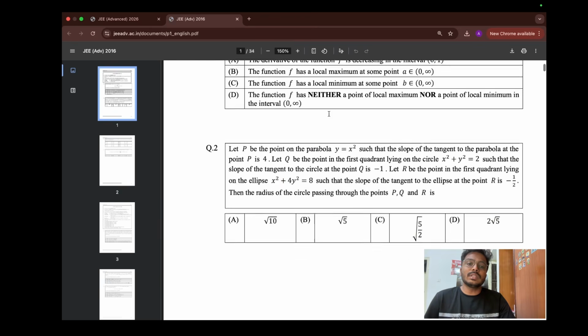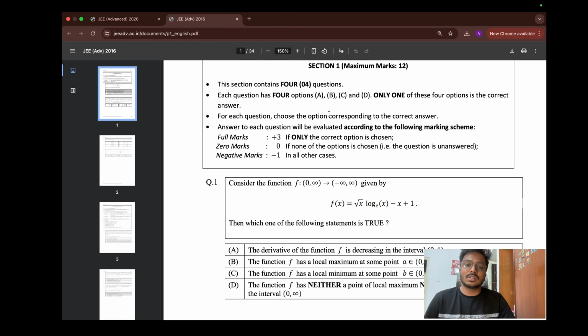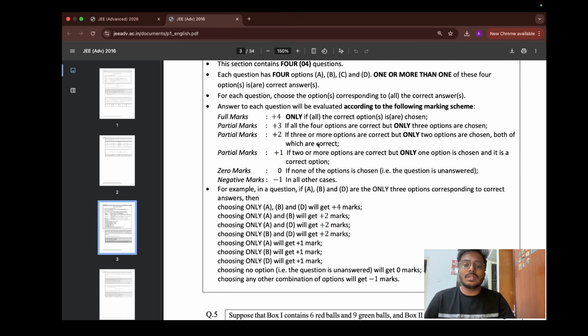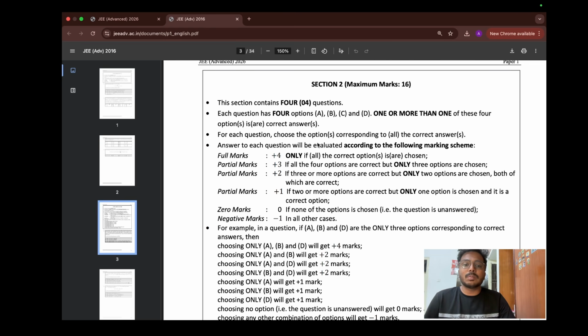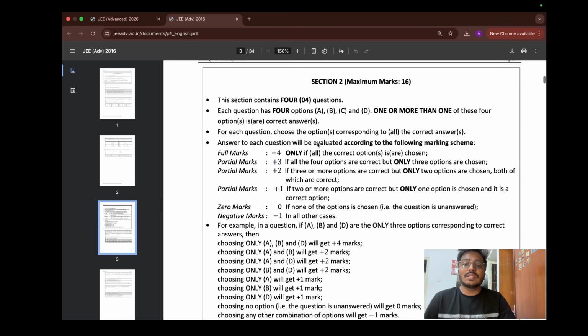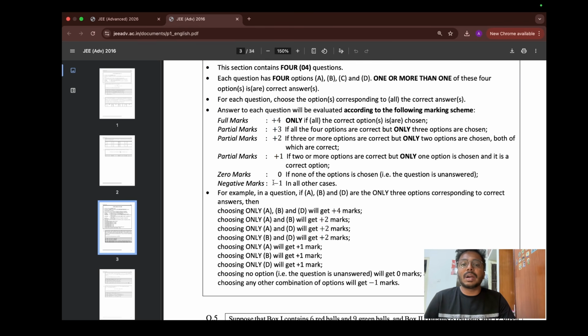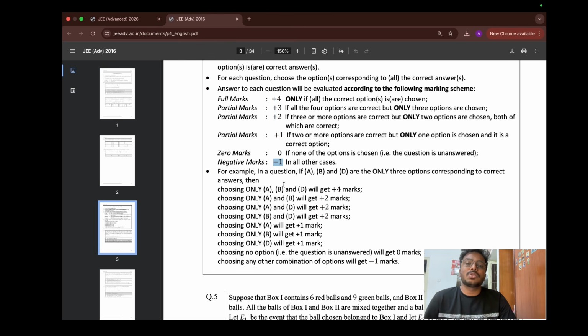So that's all for the first section, which is single correct answer questions. Now moving on, we have the multiple choice correct answers, and this time the negative marking is not -2, it is -1. It is a very good thing for students, but you should not get into the trap of marking unnecessary options which you don't know.